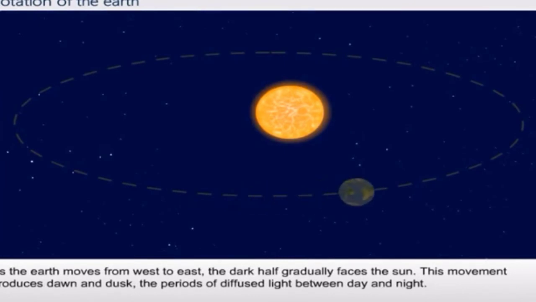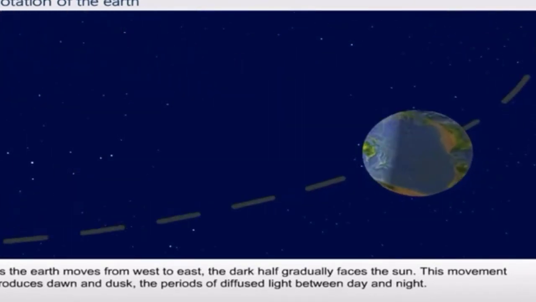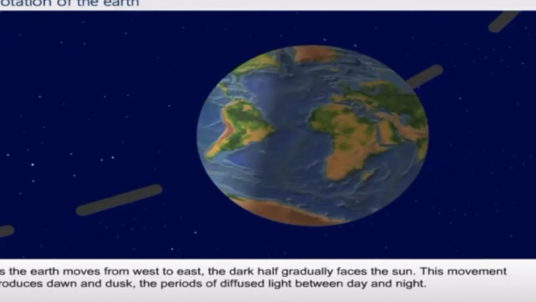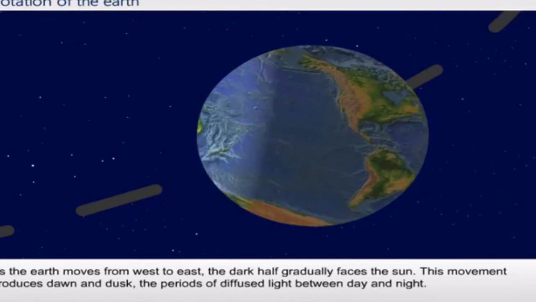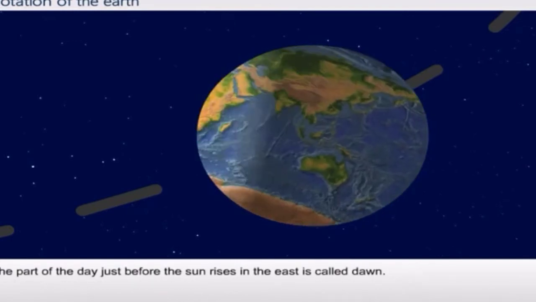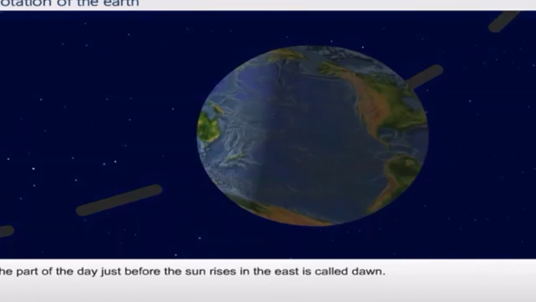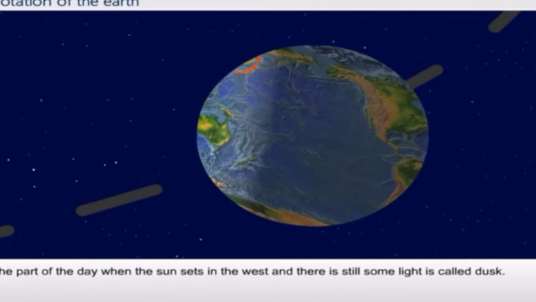As the earth moves from west to east, the dark half gradually faces the sun. This movement produces dawn and dusk, the periods of diffused light between day and night. The part of the day just before the sun rises in the east is called dawn. This is how you witness dawn and dusk. The part of the day when the sun sets in the west and there is still some light is called dusk. See, for example, in Japan, on the earth's surface, you can witness it very easily.